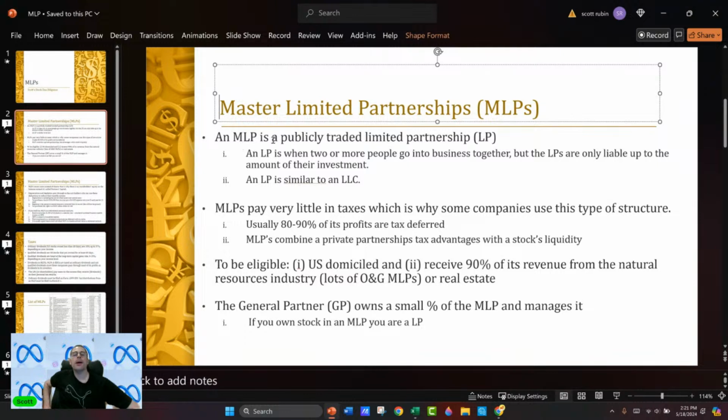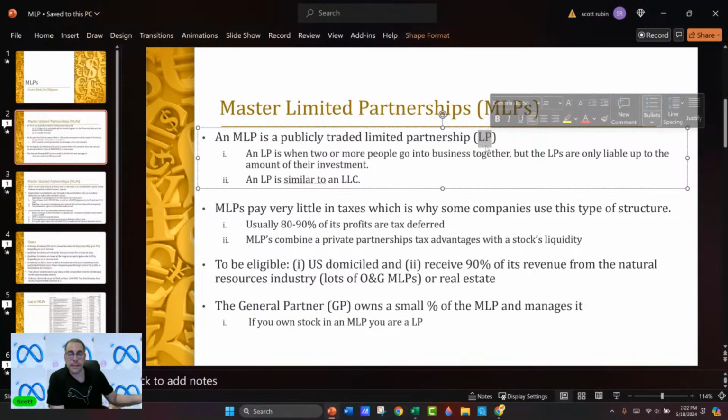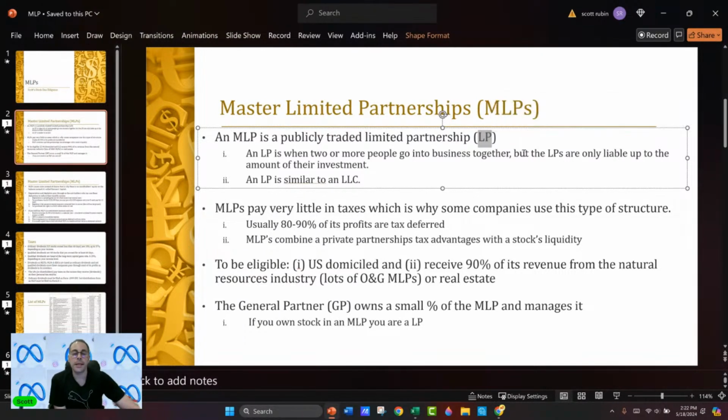So an MLP is a publicly traded limited partnership. A limited partnership is when two or more people go into business together, but the LPs are only liable to the amount they invested. So if you start a business under this type of structure, the MLP structure, and you're at the master level, then you're liable for the business if somebody sues the business. But if you have a friend that invests in your business, just like I invested in Energy Transfer, I'm not liable if somebody sues Energy Transfer. I can only lose my investment, what I put in, like a stock.